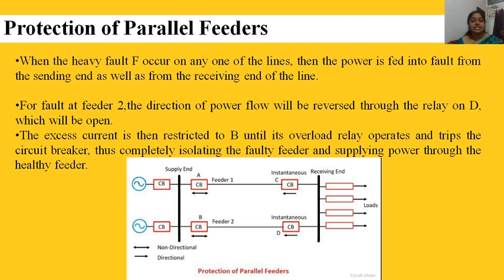The excess current is then, for a fault at feeder 2, the direction of power flow will be reversed through the relay on D, which will be open. The excess current is then restricted to B until its overload relay operates and trips the circuit breaker, thus completely isolating the faulty feeder and supplying power through the healthy feeder. Now here power flow will be reversed through the relay on D.